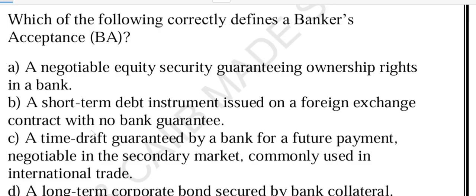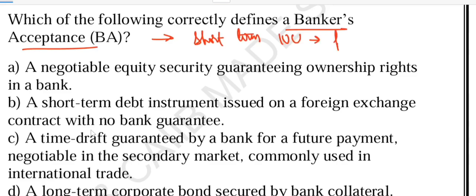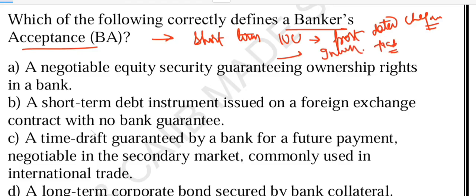So first of all, what is this BA, or banker's acceptance? See, it is like a short-term IOU. What is an IOU? Like a post-dated check that a bank guarantees. So it is used mostly in international trade to ensure that the seller gets paid on time.